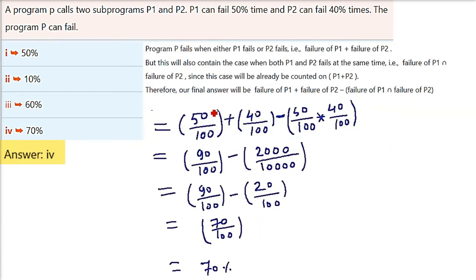So you have 50 by 100 for P1, 40 by 100, that is 40%, and then subtract the mutually exclusive part, 50 by 100 into 40 by 100. So what do you get? The answer you get is 70%. 70 by 100 is 70%. So the answer is the fourth one here.